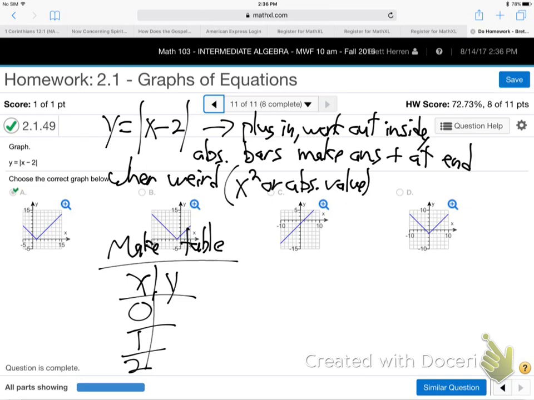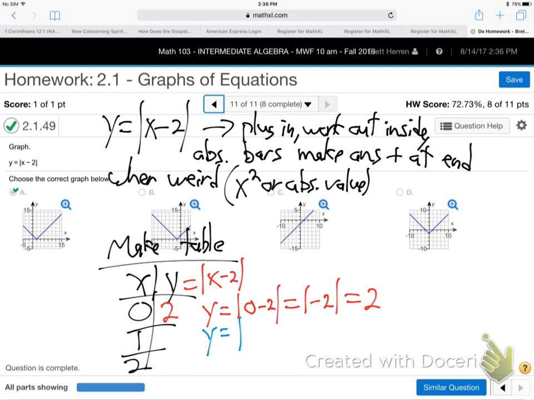The equation says y equals absolute value of x minus 2. So y equals absolute value of 0 minus 2. Absolute value of negative 2. Y is 2. See how it made it positive at the end? See what those absolute value bars did? It turned the negative 2 into positive 2. It makes it positive at the end. Positive 2. Let's do the next one.